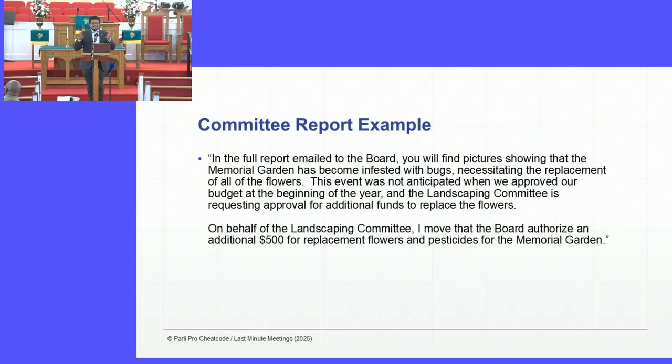Does that make sense? That was a quick, one-minute report right there, but what we're getting at is, hey, this is our job, this is what we did, this is the little research that we did, and this is the recommendation. We need more money for flowers and pesticides, right? If the landscaping committee could do it themselves, they wouldn't have to go to this board and ask for money. They could have just done it themselves. But in this situation, they weren't authorized to have that additional $500, and that's why they're asking for it at this committee report, to recommend it and get approval from the parent body, if that makes sense.